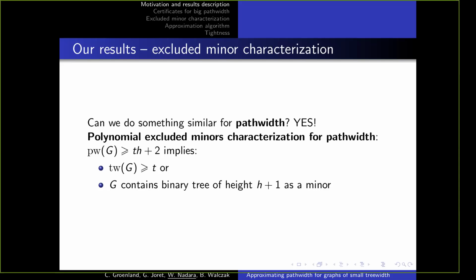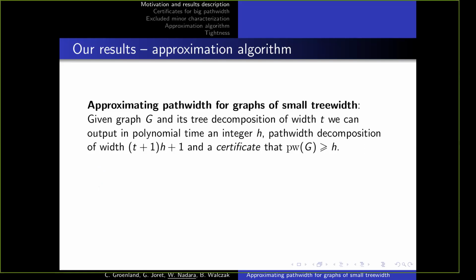So for pathwidth, we can think that there are two canonical obstacles. One is big grids, and one is big binary trees. So it's kind of in between treewidth and tree depth in that sense. And this theorem will in fact be a key insight to the approximation algorithm that we will design.